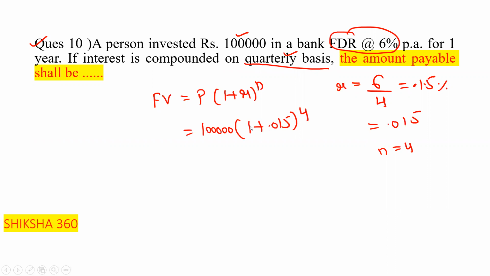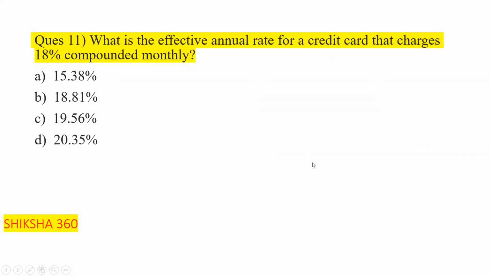So what is the answer here? You just have to solve that and multiply it by 1 lakh. What is the amount value we will get? 1,06,136 rupees. This is the amount payable. Next, move to the next question, that is, what is the effective annual rate?